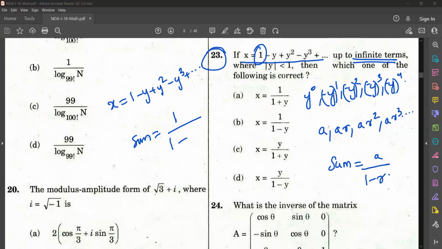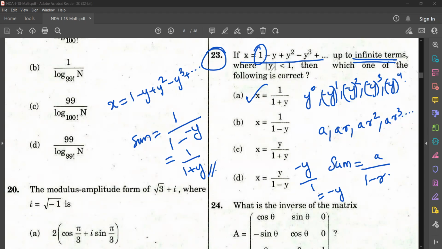What is r? r is a2 divided by a1. Okay. So here a2, second term, is minus y divided by a1 which is 1. So what is r? r is minus y. So the answer is 1 by 1 plus y. Sum is 1 by 1 plus y. Isn't it? So option A, 1 by 1 plus y. Option A is the correct answer.